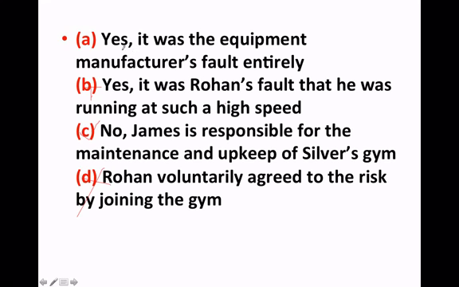No, it was not the manufacturer's fault, because the principle clearly says that the owner has to maintain the equipment. So option C is the correct answer.